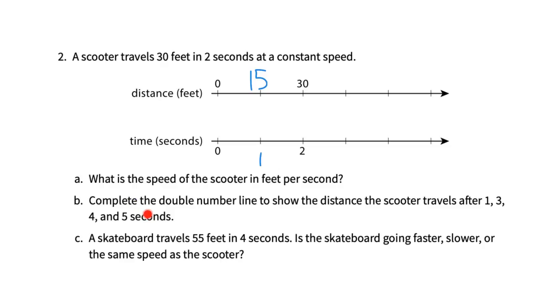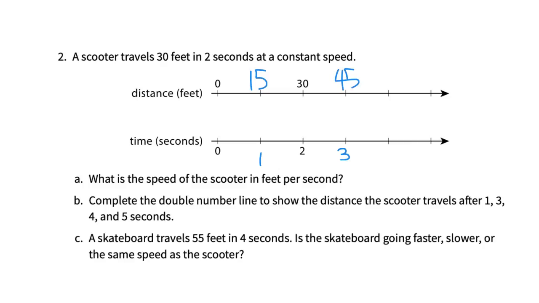Then it says complete the double number line to show the distance after 1, 3, 4, 5 seconds. Well, we already did 1. Now, if we want to know 3 seconds, there are a couple of ways we could do it. We could take 1 second times 3, so we take our 15 and multiply by 3. Or we could add 1 plus 2 to get 3, so we could add 15 plus 30. A couple of different options. In both cases, we're going to get 45.